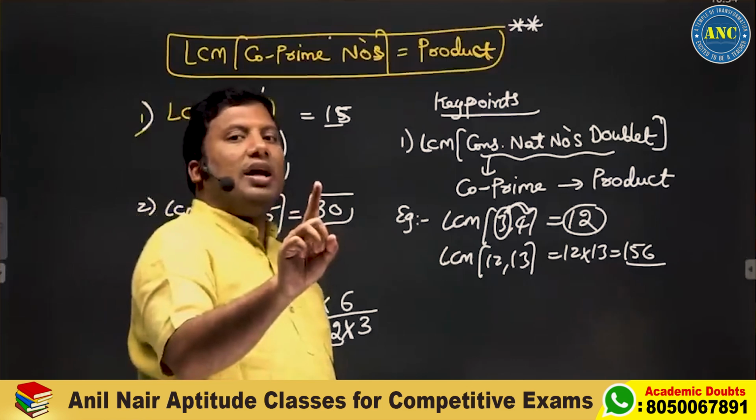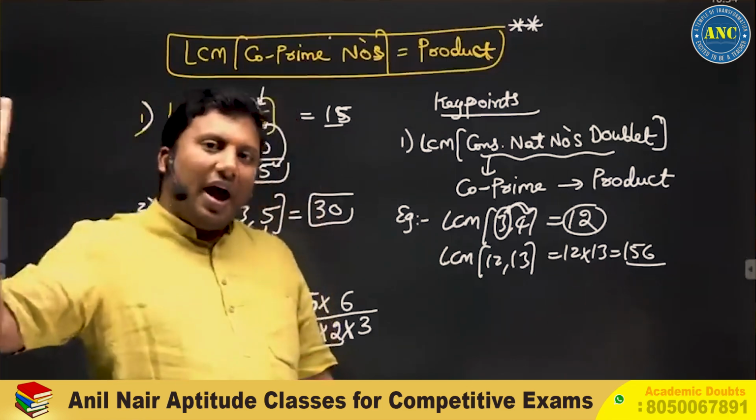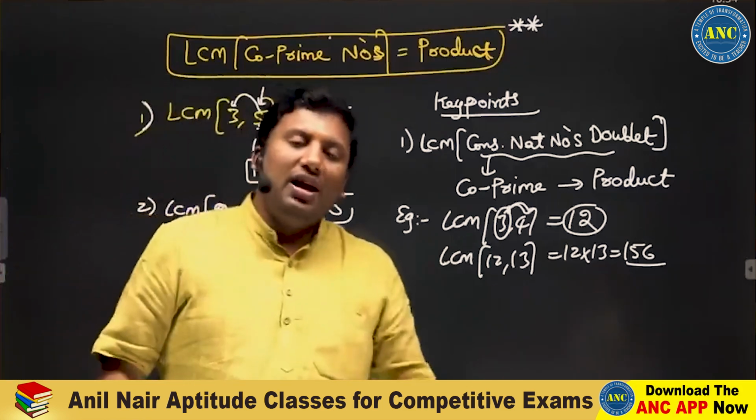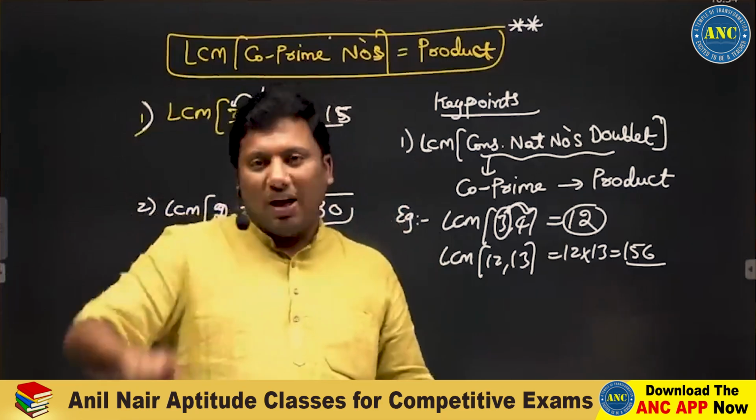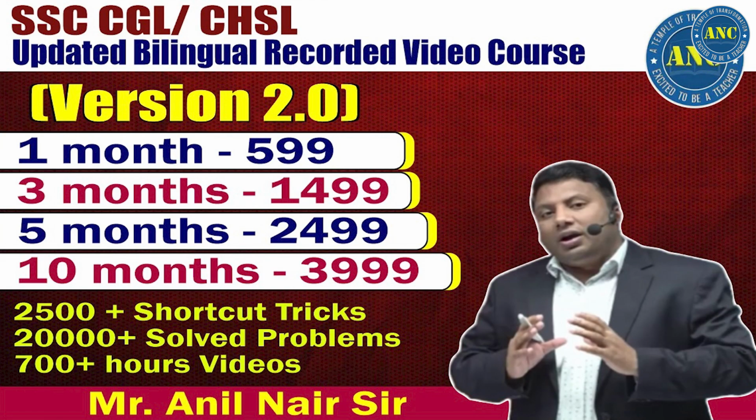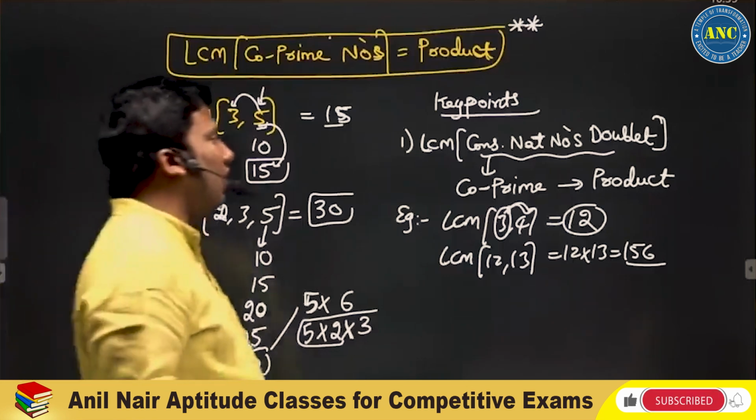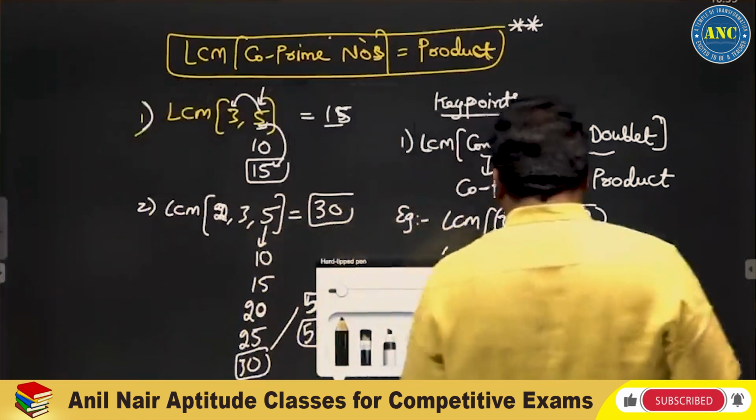If one of the inputs is a multiple of 7, the answer will be a multiple of 7. If one of the inputs is a multiple of 5, the answer will be a multiple of 5. LCM of co-prime numbers, it is always their product. Please underline this one, sir.